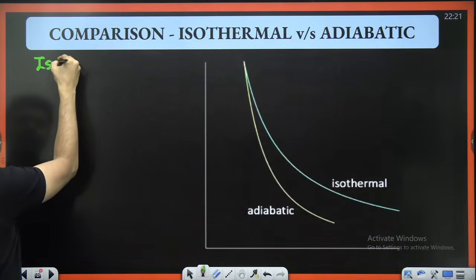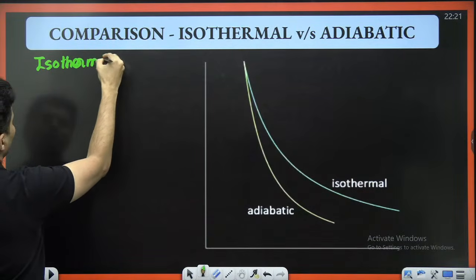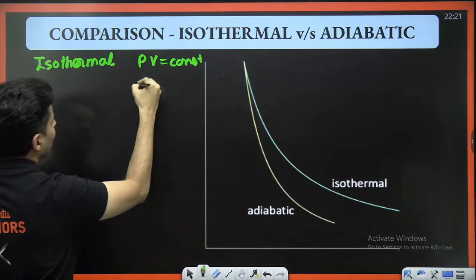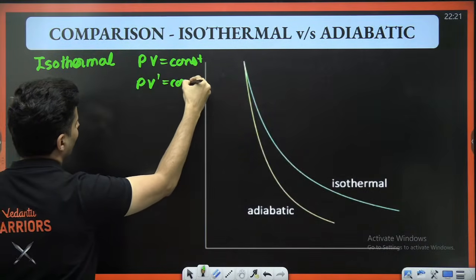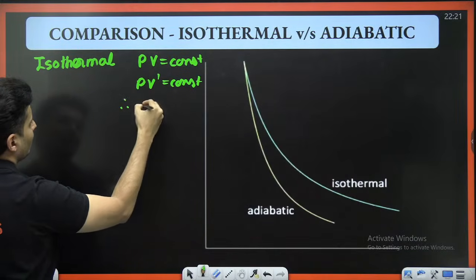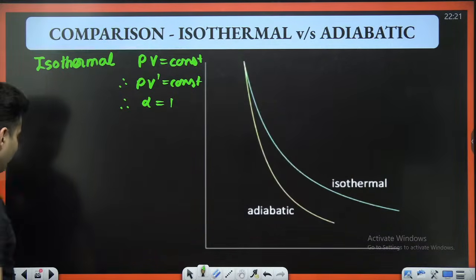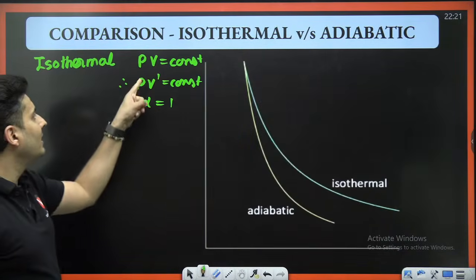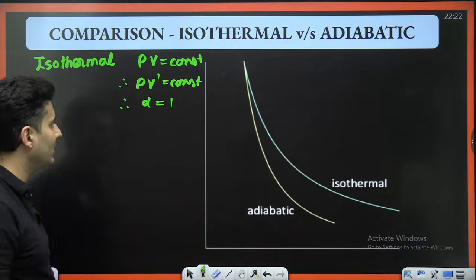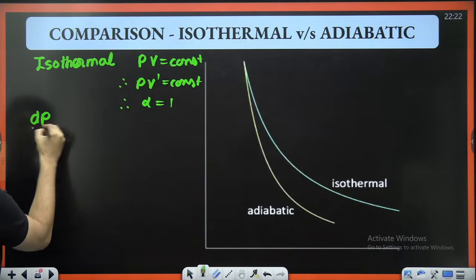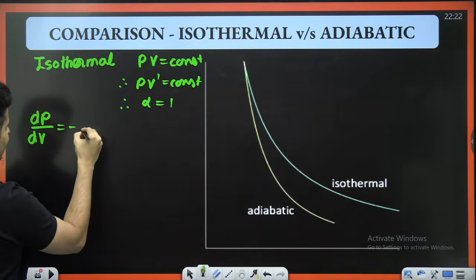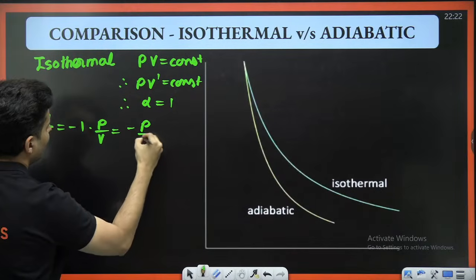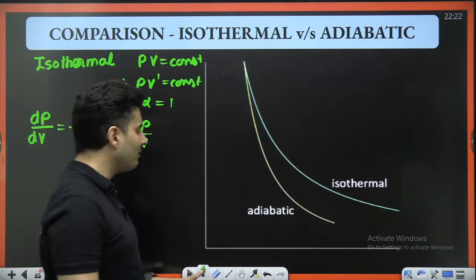For isothermal process, PV is equal to constant. That means P into V raised to 1 is a constant. That means alpha is 1. Compare it with PV raised to alpha is a constant. Indirectly, it's volume raised to 1 which is a constant. So therefore, dP by dV, won't it be minus 1 into P by V, which is basically minus P by V for isothermal.